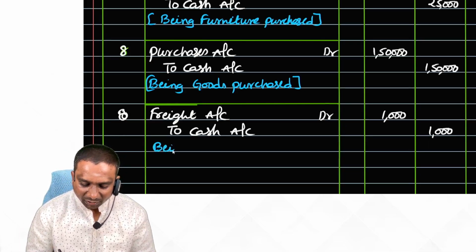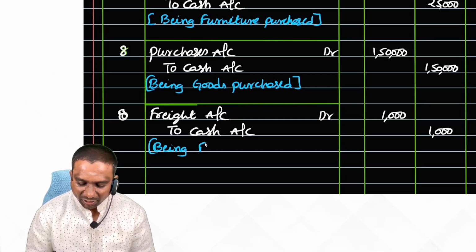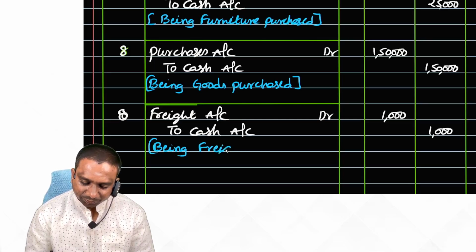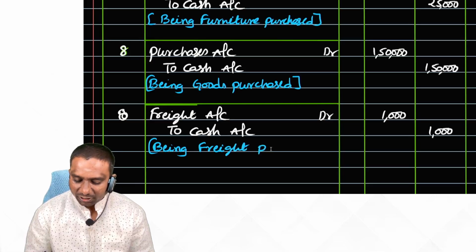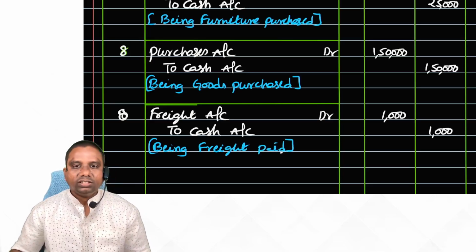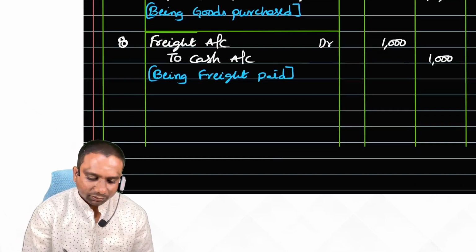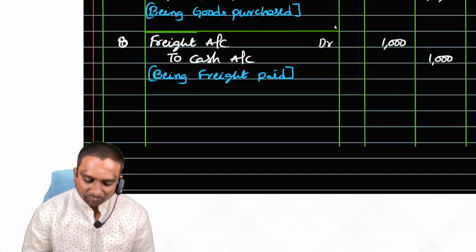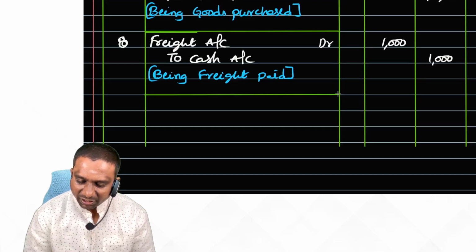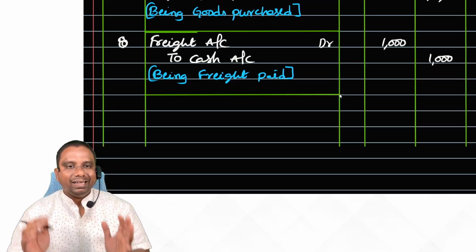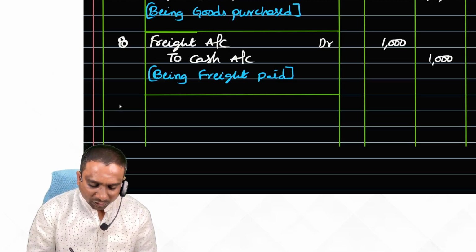Simple. Being freight paid. That's it. Over. Simple narration. Narration is nothing but a brief explanation about the transaction or entry. Right. Next one, 10th date.